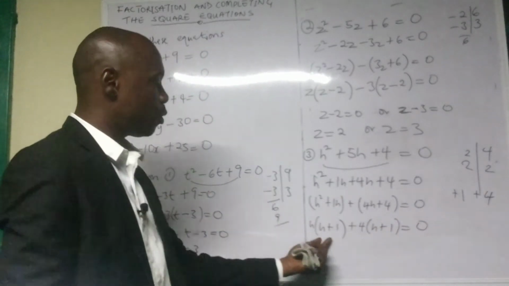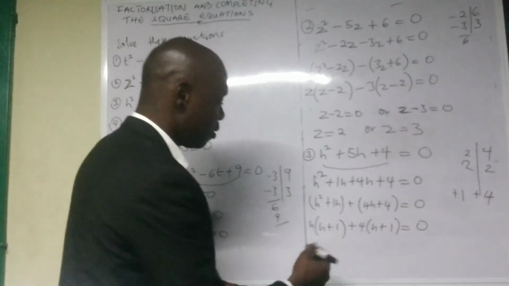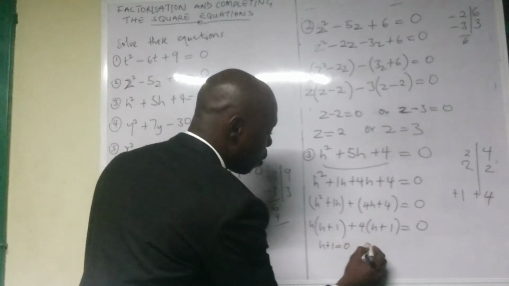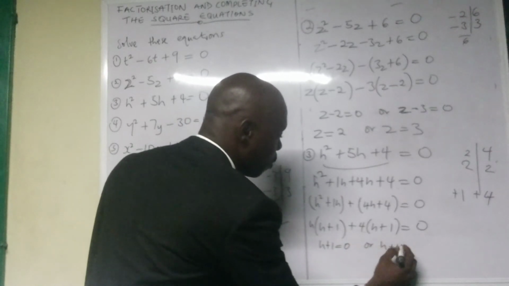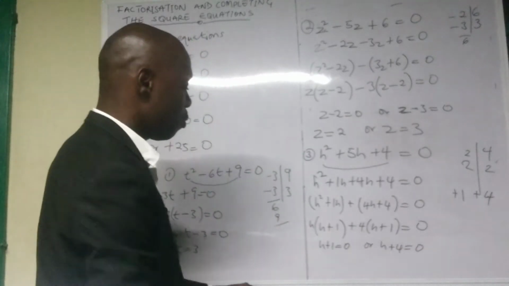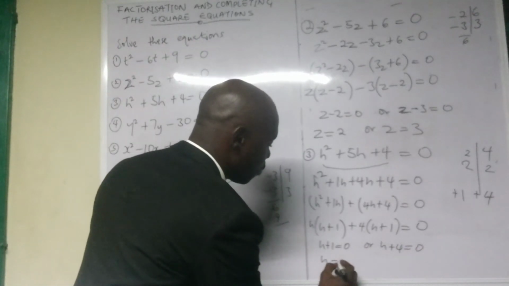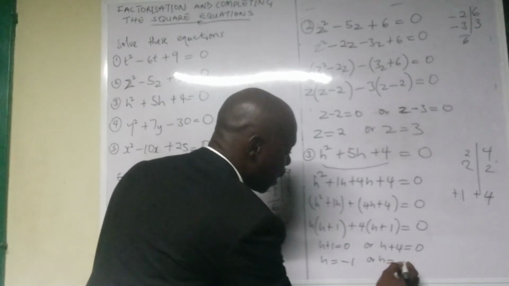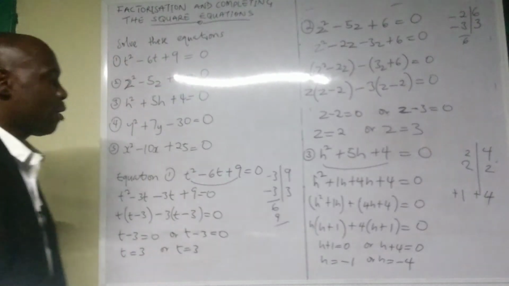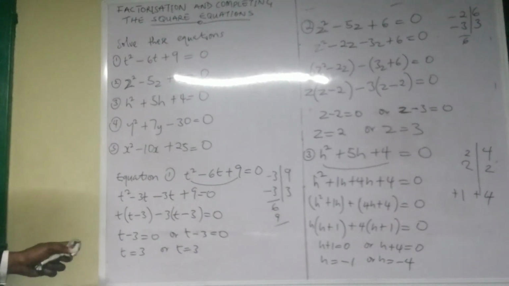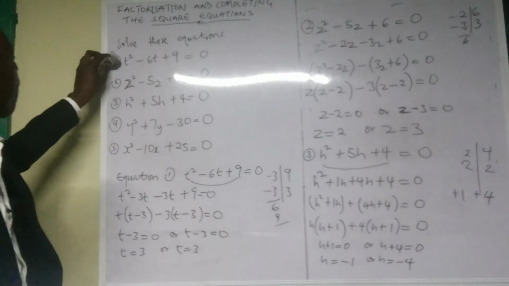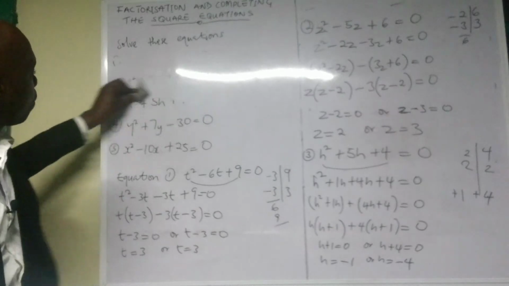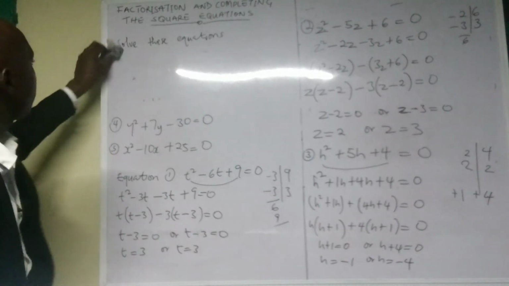Like I said, if you see what is inside here and this one, it's the same thing. So we conclude that h plus 1 equals 0 or h plus 4 equals 0. So our answer now is h equals minus 1 or h equals minus 4. From our fourth equation, let's go to example 4.